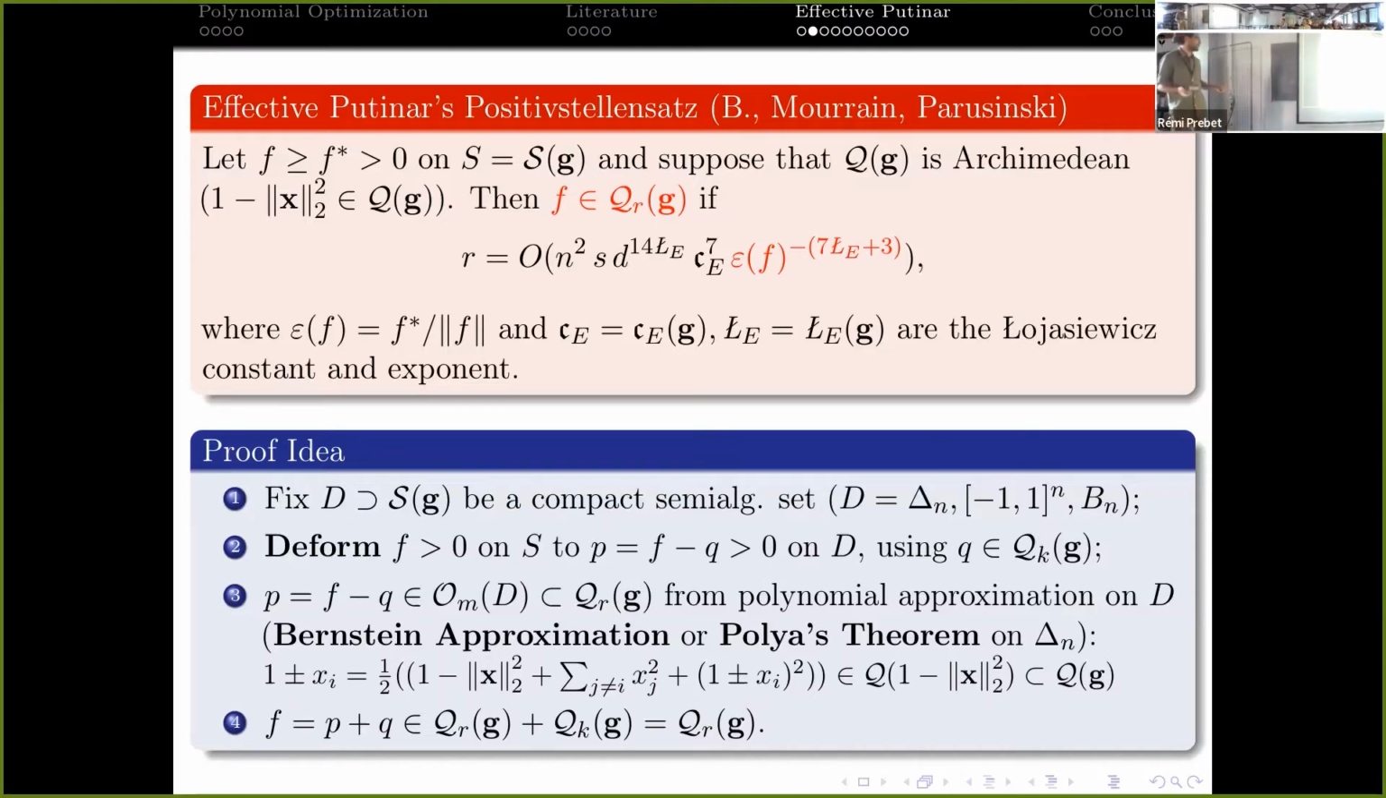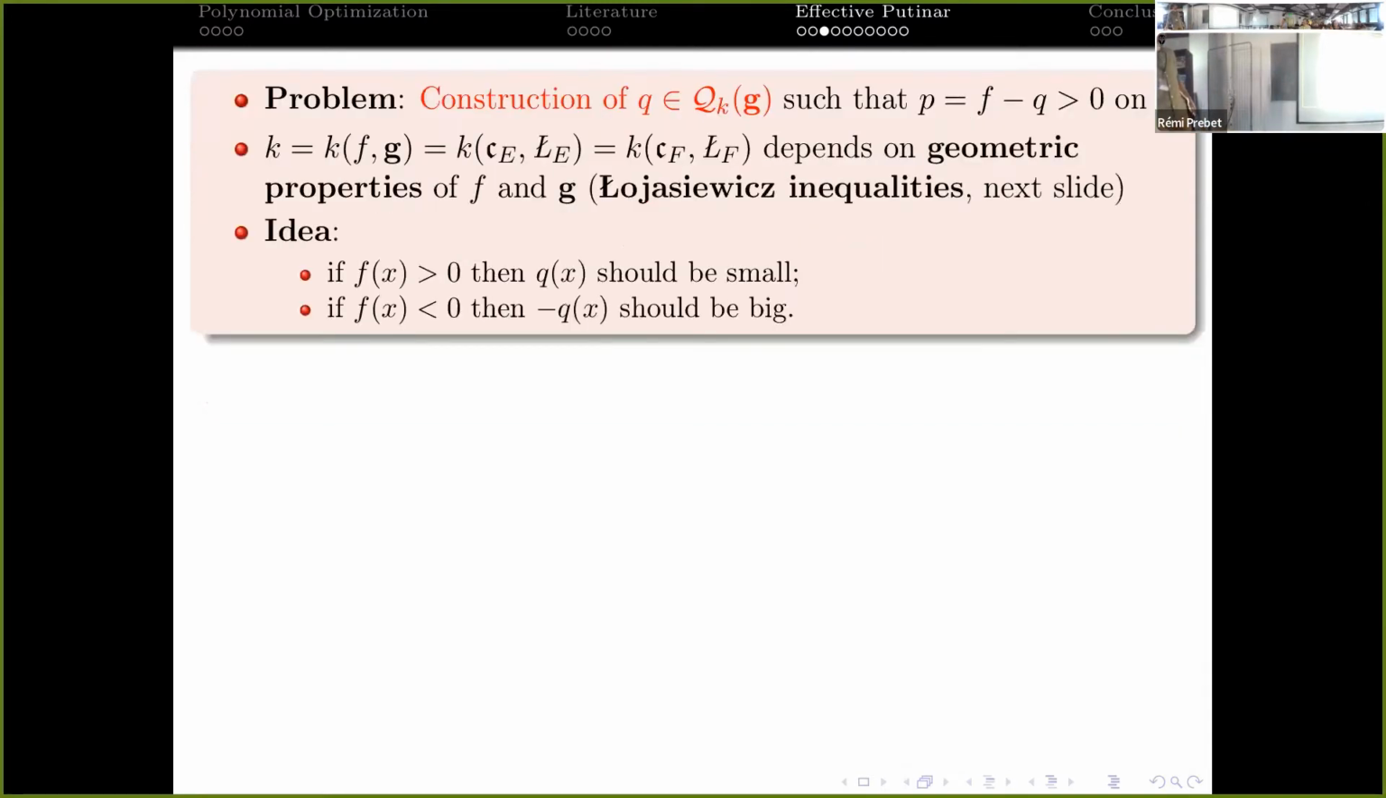So it looks easy. What is the problem then is the construction of Q, the deformation polynomial. We want this in such a way that f minus Q is strictly positive on the bigger set D. For this Q, we also need to determine the degree that is needed to represent it. And this degree depends on f and g, and more specifically, will depend on these geometric properties.